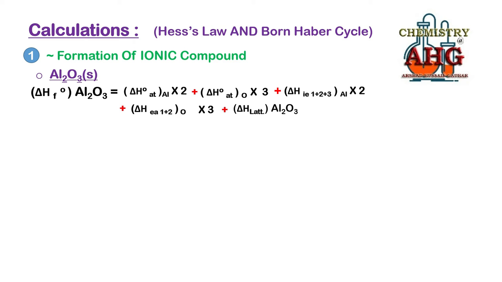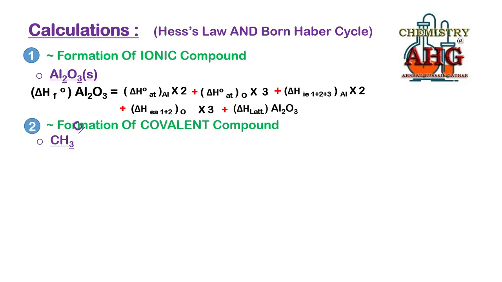Compared to this, sometimes you may be given the formation of a covalent compound. For the formation of a covalent compound, again you must remember the direct path enthalpy change is the enthalpy change of formation, and the indirect path involves two types of processes: atomization and formation of covalent bond. So for example, if you have been given ethanoic acid, how can you get its formula? For the direct path, you can write down enthalpy change of formation of ethanoic acid.